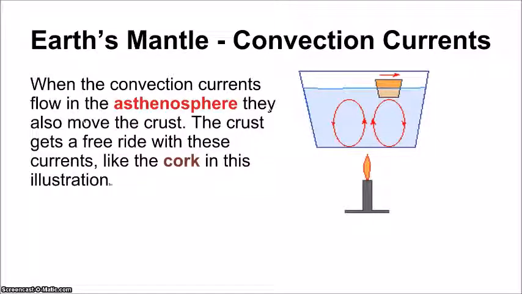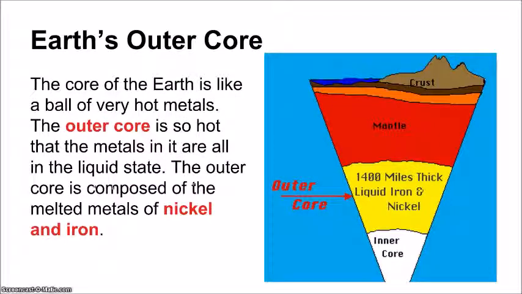So just like we saw in that little video, when you see these convection currents, warm is going up and cold is going down. This is also going to move whatever is on the surface of that convecting material. So in this case, it would be the lithosphere. It'd be the plates. They're going to get a free ride on these currents, kind of like the cork in this illustration.